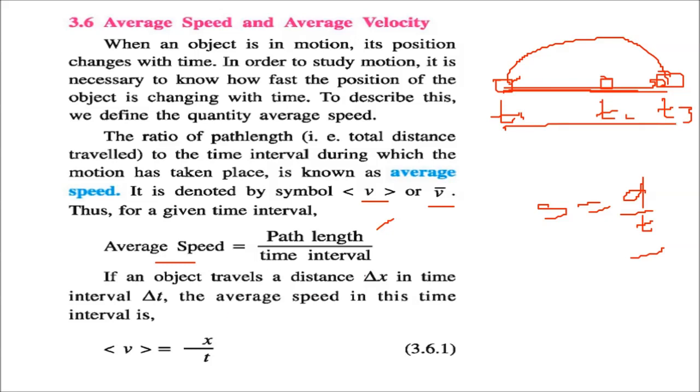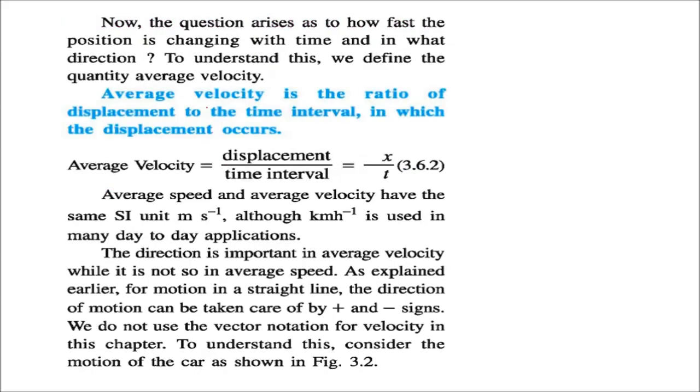So if an object travels a distance delta x in time interval delta t, the average speed in this time will simply be distance by time. V will be x by t. So now the question is again, how fast the position is changing with time, right? We have to define this with the average velocity. Average velocity is the ratio of displacement, please understand, it is displacement by the time in which the displacement has occurred. So average velocity will be displacement by time, x by t.